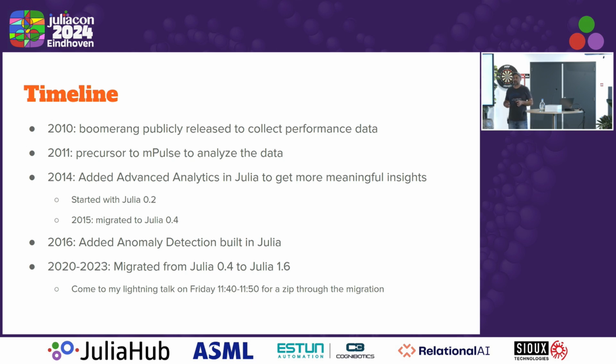Then we kind of got stuck because we started adding all of this code. In 2016, we added this anomaly detection component, which is what I'm talking about today. And the number of customers that wanted that feature was quite a lot. So there were a lot of people dependent on the Julia code now, and we could no longer upgrade. So we were stuck on version 0.4 until 2023. That's last year, right?